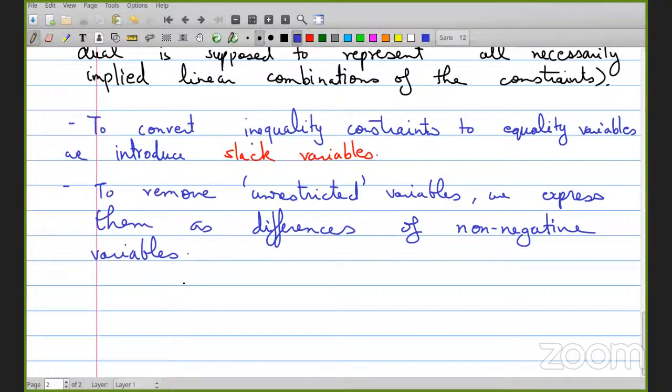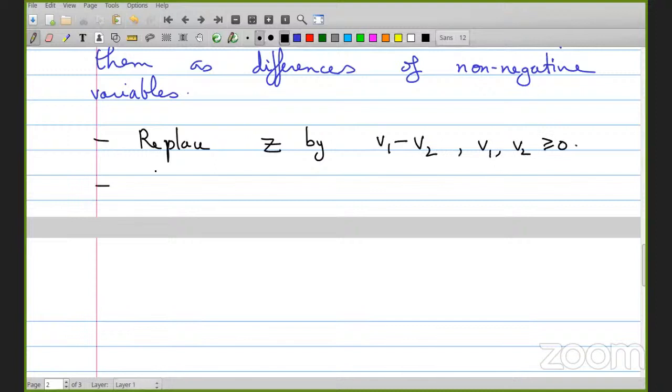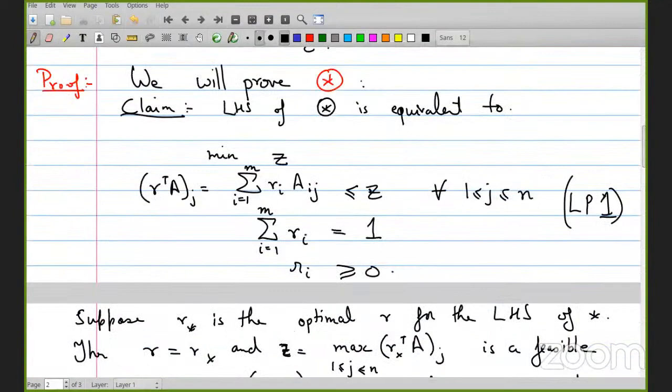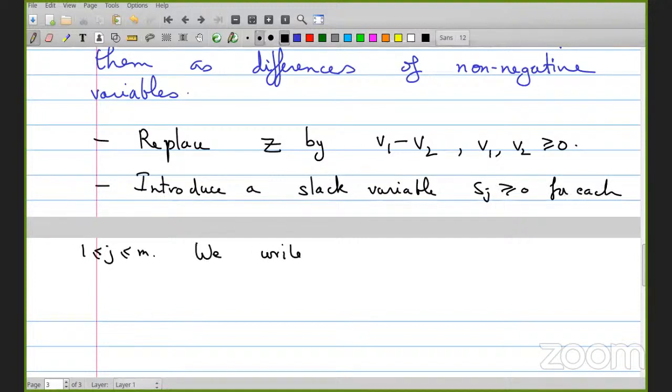Okay, so how will this show up? For us, we'll replace z by v1 minus v2, where both v1, v2 are non-negative, and introduce a slack variable. So there are these inequalities which are the problematic ones. So we introduce a slack variable sj, non-negative, for each 1 less than or equal to j less than or equal to n. We write the following LP.